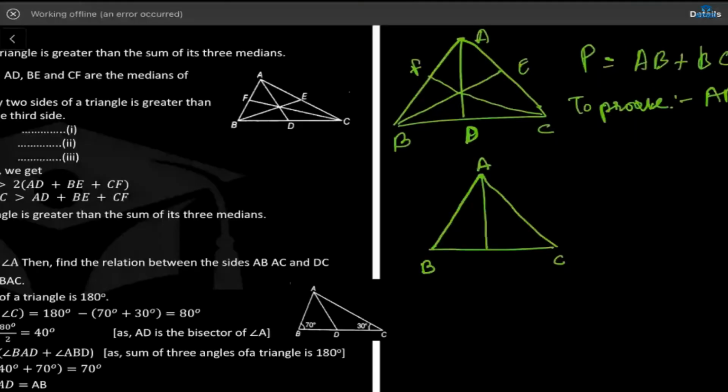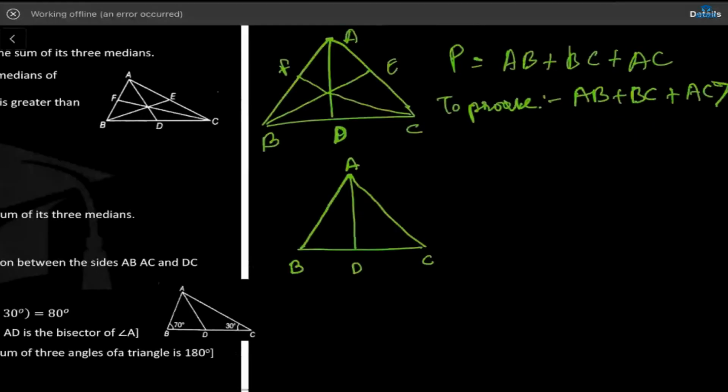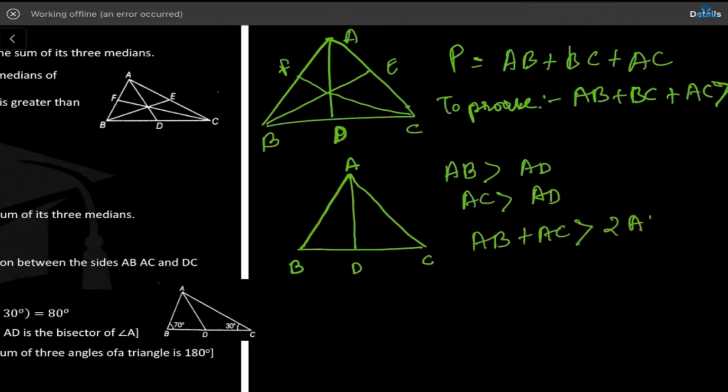AB, this I'm making D. So from the figure only you can see AB will be greater than AD, and AC will also be greater than AD. So if you add both the equations, you will get AB plus AC is greater than 2AD. Yes? Yes, ma'am.